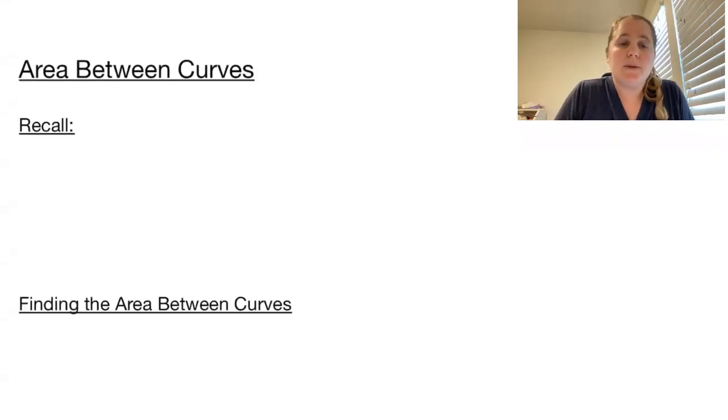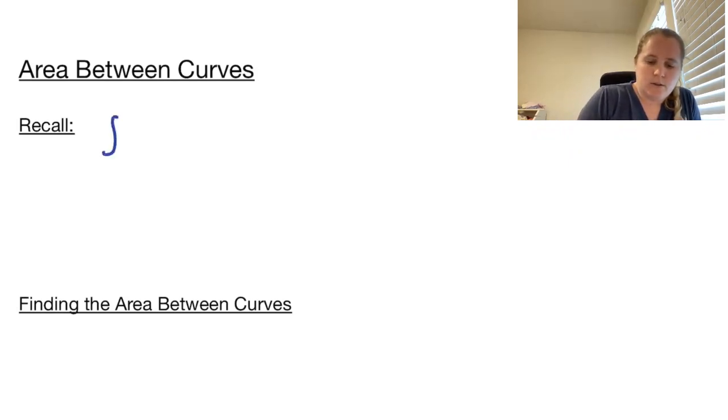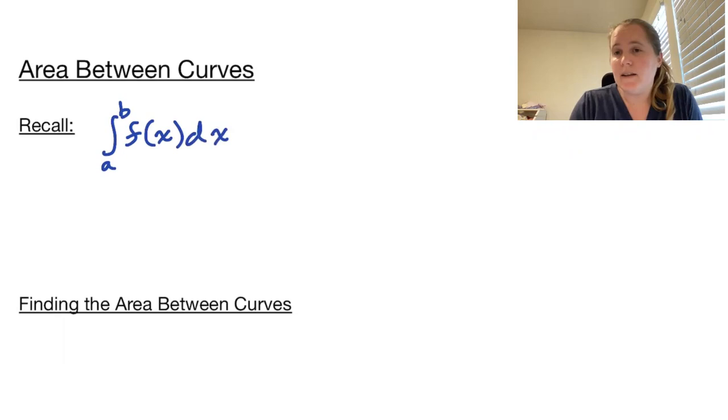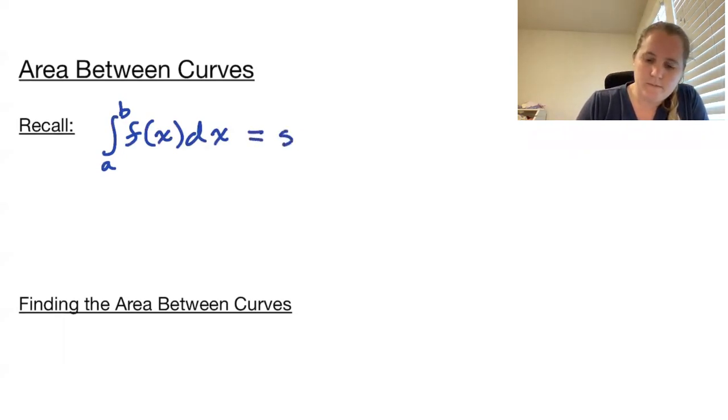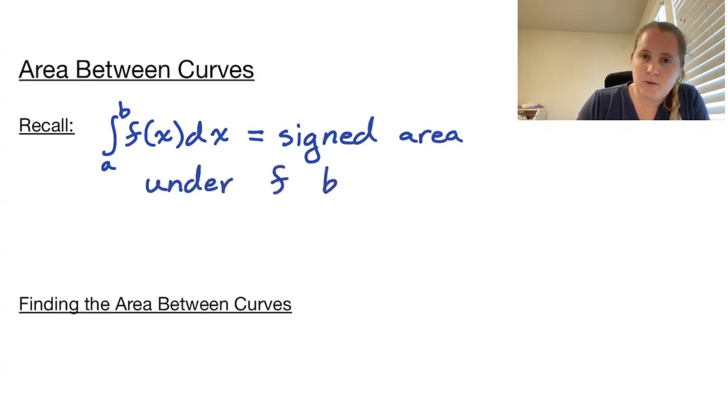Welcome to area between curves. So recall, if we take a definite integral from a to b of f of x dx, that this finds the signed area under the curve. This is the signed area under f between x equals a and x equals b.